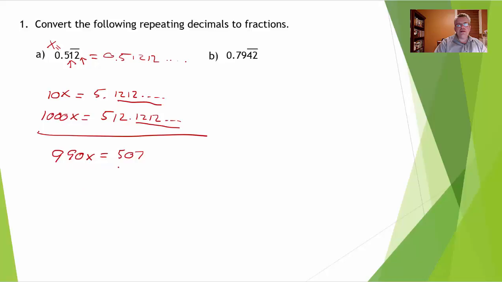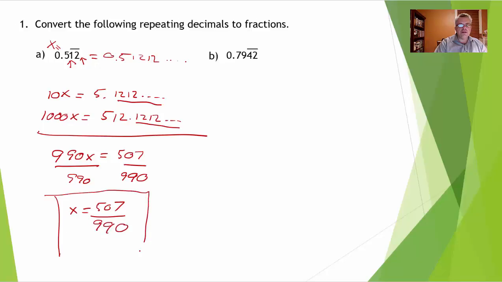Now I just divide by 990. I have 990x equals 507. If I divide both sides by 990, I get x equals 507 divided by 990. All right, there it is. I'm not too worried if I can reduce this or not. Our job is to write x as a fraction, and we did it. If you did this on your calculator and checked, 507 divided by 990, you should see 0.512121212 repeating. So we can check to make sure we're right.